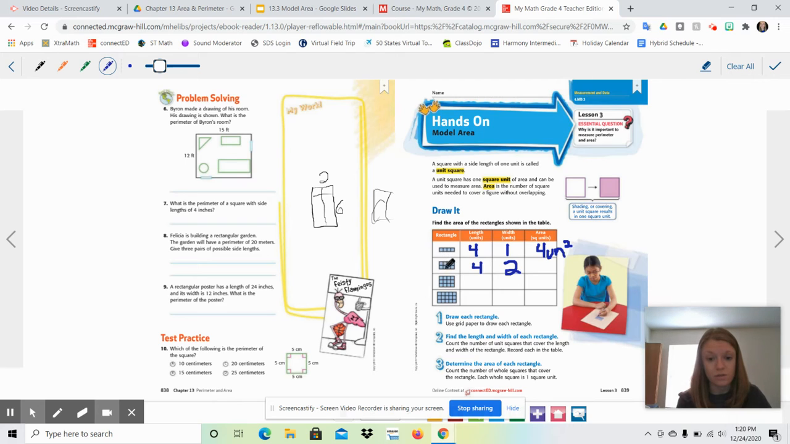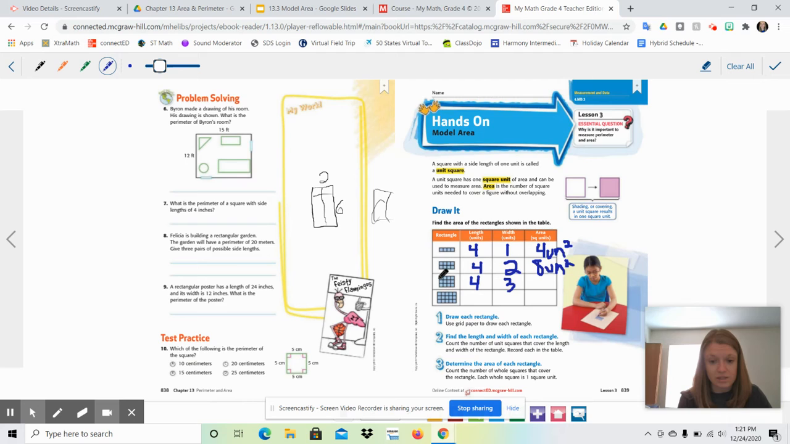So 1, 2, 3, 4, 5, 6, 7, 8. So I'm going to put 8 for the area, and that's units squared, or square units. 8 square units. Okay. The next one is 1, 2, 3 by 1, 2, 3, 4. Okay, so the length again is 4, and the width now has gone up to 3.